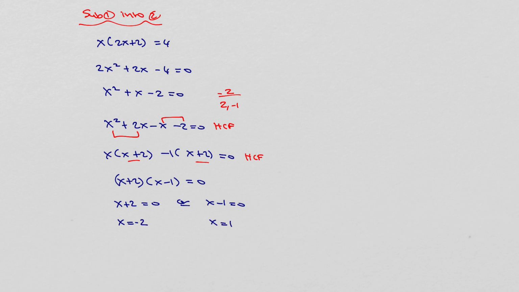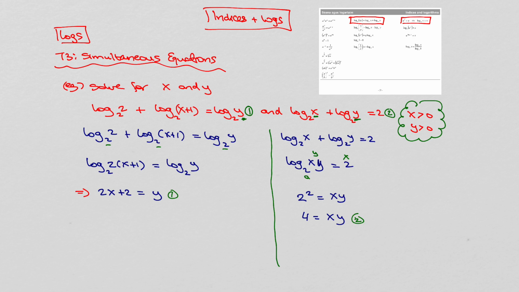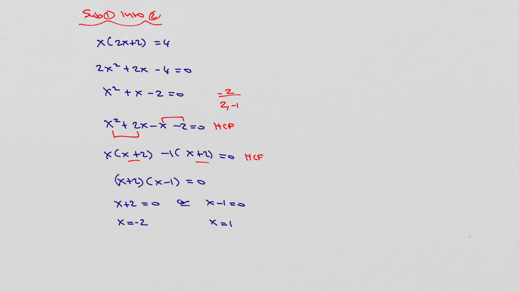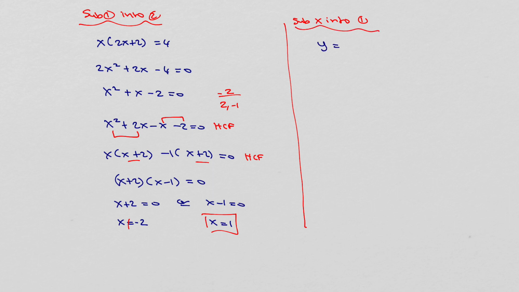But of course we have to go back to our fine print, and our fine print said that x had to be greater than 0, and therefore y had to be greater than 0. So clearly I have to discard x equals minus 2 as an answer and only take x equals 1 as an answer. And then I'm going to take my value for x, and I'm going to sub x into my first equation to solve for y. And therefore that's y equals 2 times x, so 2 times 1 plus 2, and therefore y must equal 4.